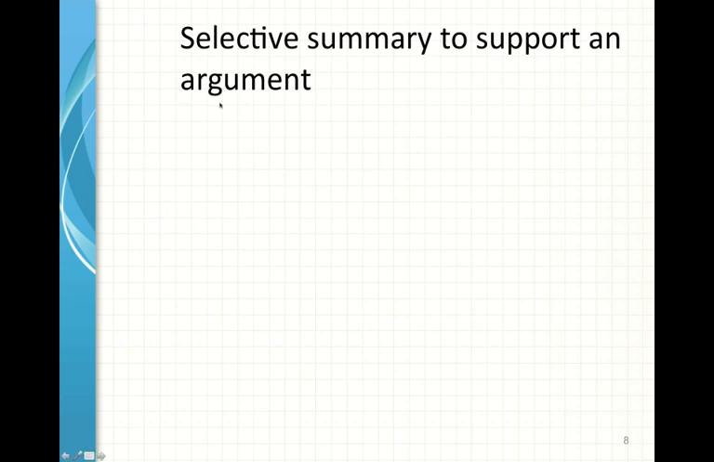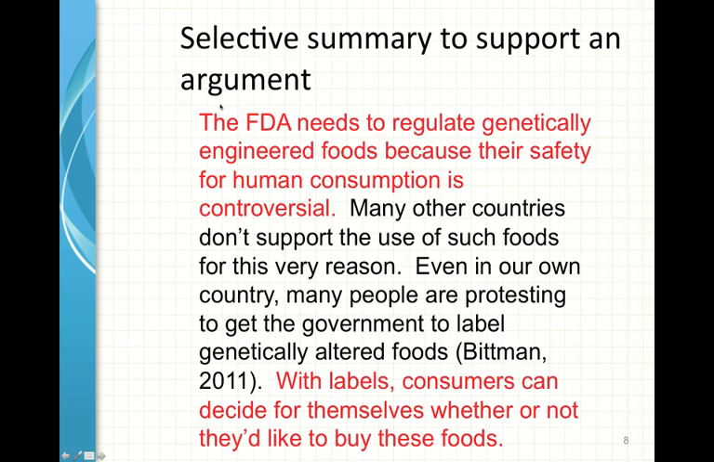Let's look more closely at that selective summary to support an argument. Look at the words in red. The FDA needs to regulate genetically engineered foods because their safety for human consumption is controversial. That's the writer's idea. If somebody were writing a research paper on FDA regulations and genetically engineered foods, that sentence, the sentence in red, would be their own voice. That's not Bittman's voice. That's their own idea.